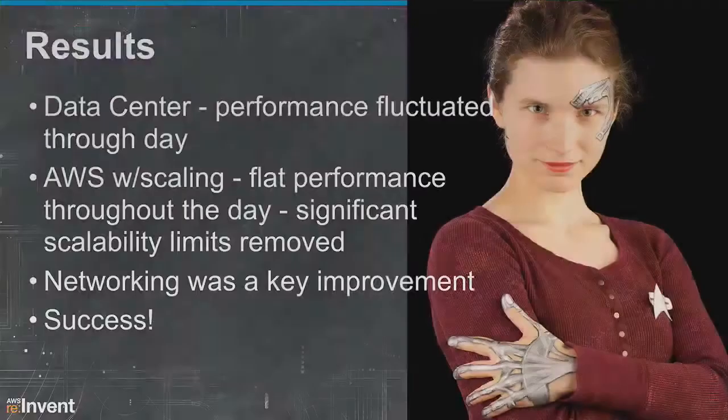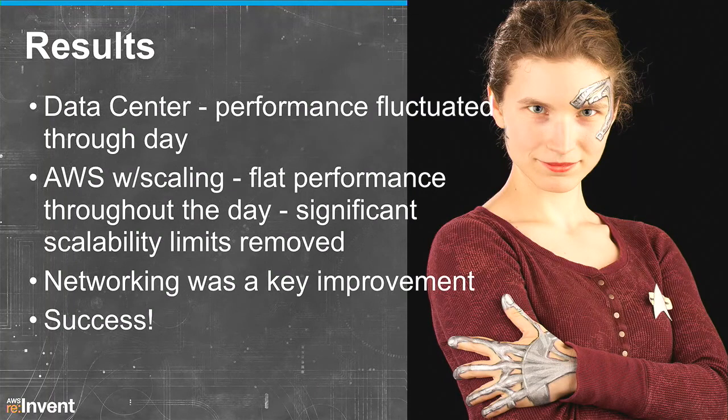So back when we were in the data center, our performance fluctuated during the day. It's because we couldn't over-provision for every day. We always have large peaks, especially early in the week, so we'd have some fluctuating performance. We'd have great performance at night and somewhat slower performance during the day. With AWS with scaling, we had flat performance through the day, as you saw in the previous charts. And that was just removing all these scalability limits that we had before.